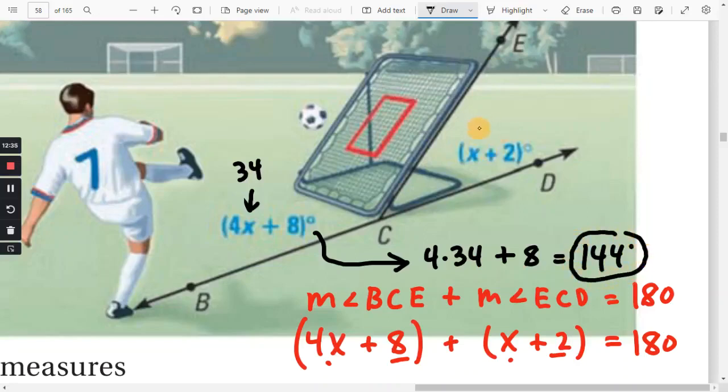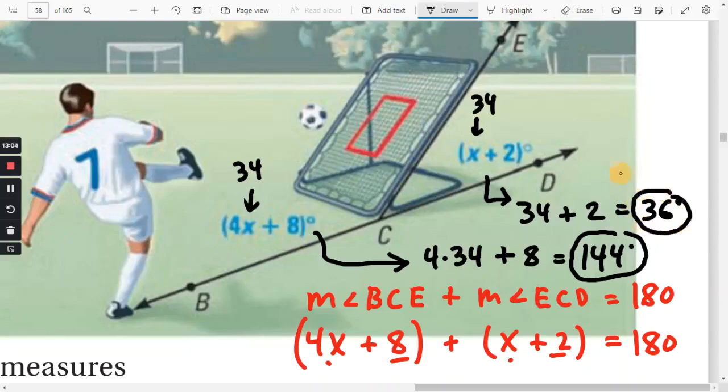And now the other one, plug in 34. And that's going to be 34 plus 2, and that equals 36. And that one's in degrees. Final check, 144 plus 36 is going to equal 180. So it checks out.